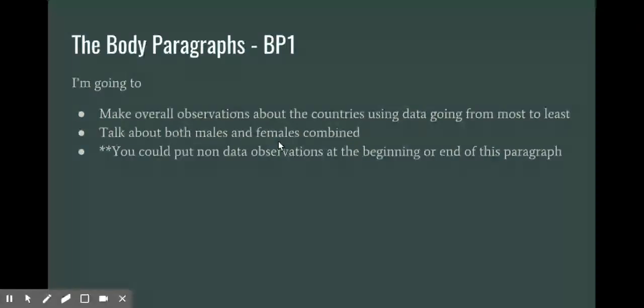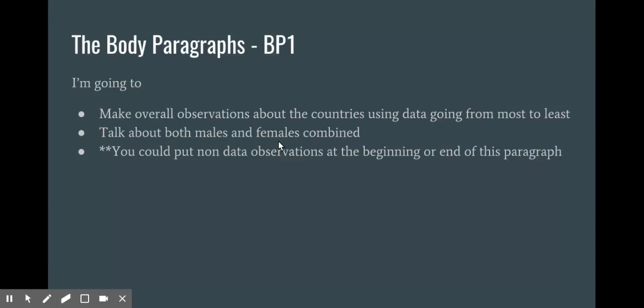So you can put non-data observations at the beginning or the end of this paragraph. So last week when we talked about the things that you wanted to make sure you included to improve your score, we talked about observations. Now you have observations that include the data, that include the numbers, but then you have observations that you won't get just from reading the graph. You actually have to think about what it's telling you. And so those are things that don't involve the numbers, and we'll go over what some of those are.